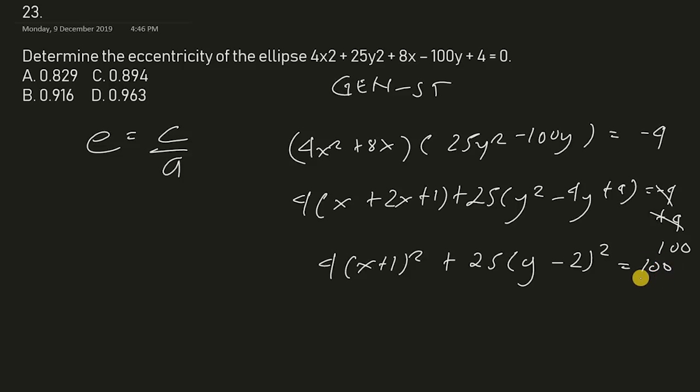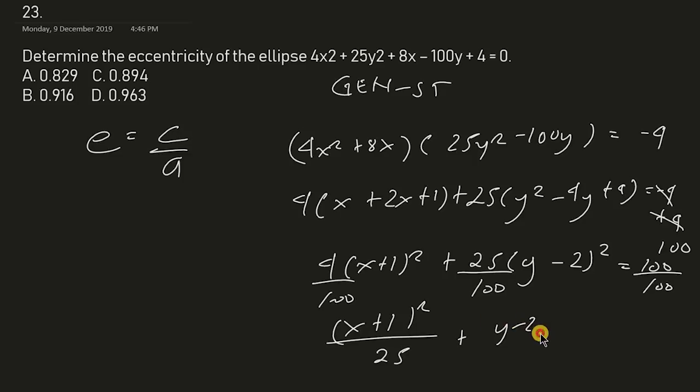And dapat yung right side natin is only equal to 1. So, I'll divide this by 100, divide this by 100, divide that by 100. So, my final equation is x plus 1 squared over 25 plus y minus 2 squared over 4 is equal to 1. Now, this is an ellipse.